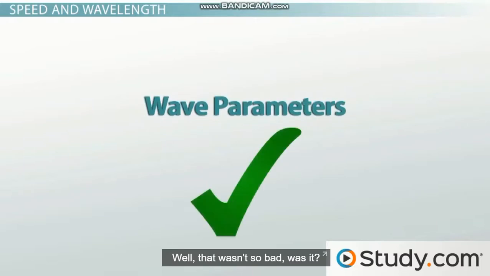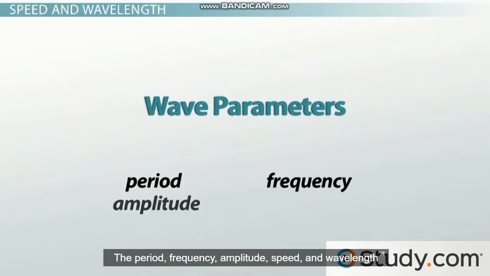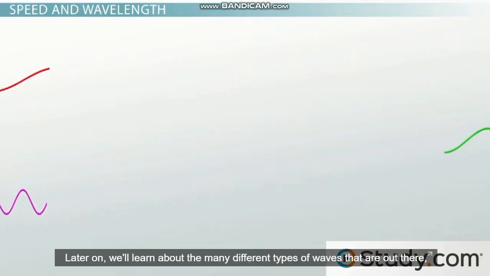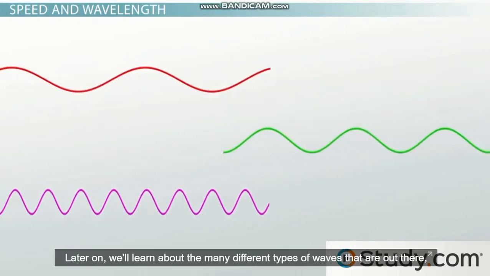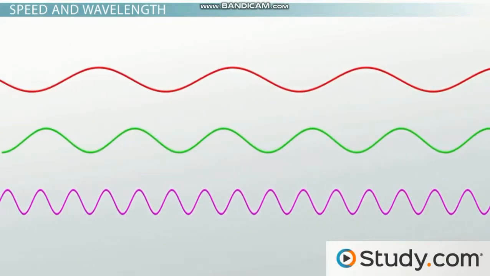Well, that wasn't so bad, was it? You've learned 5 ways of describing a wave using your wave parameters. The period, frequency, amplitude, speed, and wavelength are used to distinguish and categorize waves into groups. Later on, we'll learn about the many different types of waves that are out there and how to use these parameters to understand them all.